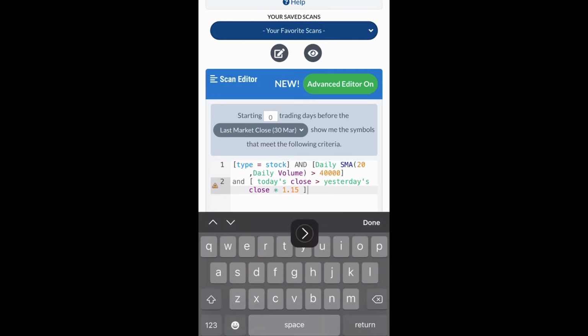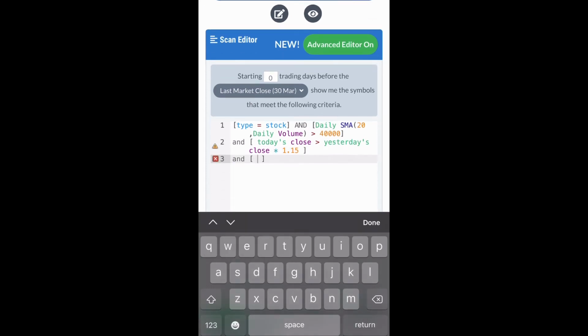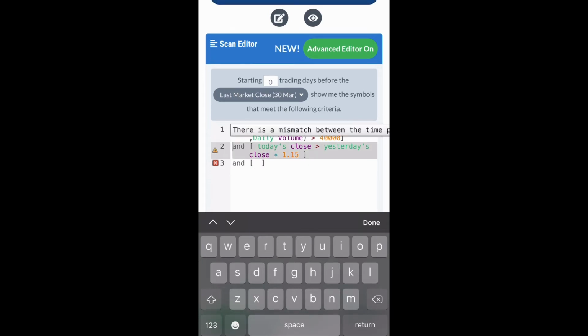And you're going to see the caution sign, but don't worry about that. It just means that somewhere the syntax is off, but it's not so bad that it can't run the scan. And if I click it, it just says there's a mismatch in the time frame. And that's because with today and yesterday, you could put 2 days ago or something like that, but it's fine. It works in this case because it's just yesterday.